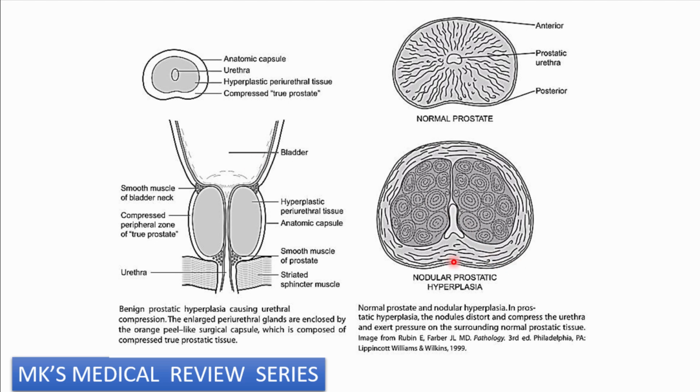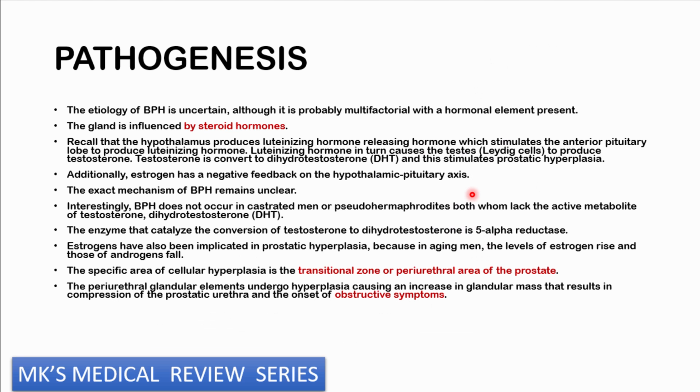And then over here, you have a normal prostate gland depicted on top, and then you have a nodular prostatic hyperplasia that is shown here. As we can see here, there are a lot of glands that have hypertrophied and hyperplasia that's happening in this prostate gland, and of course it's compressing on the urethra.